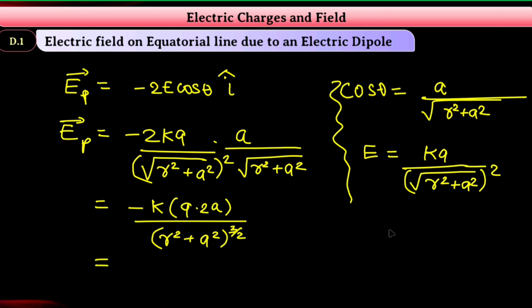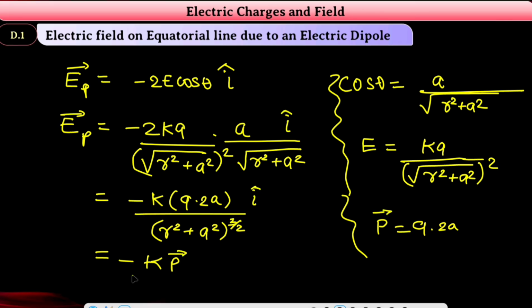Also Q dot 2a is equal to p, which is the dipole moment. So minus Kp, this i cap is for direction, upon r square plus a square whole to the power 3/2 i cap.